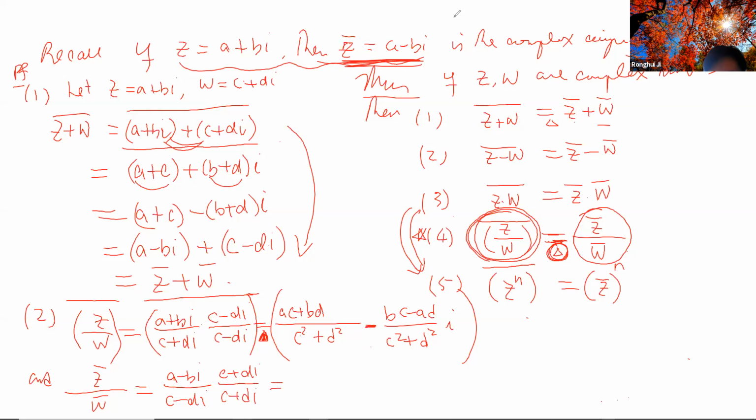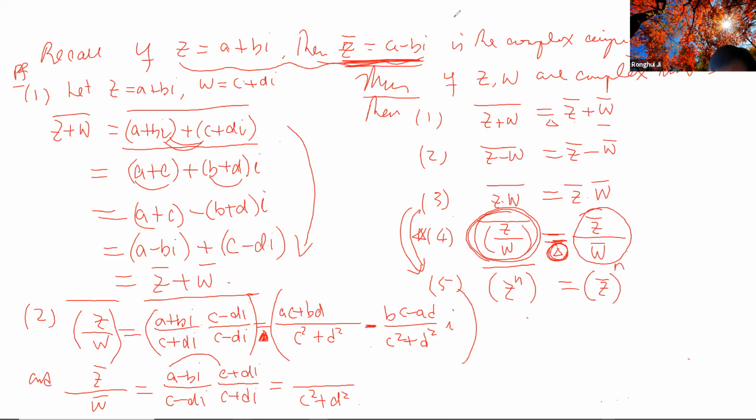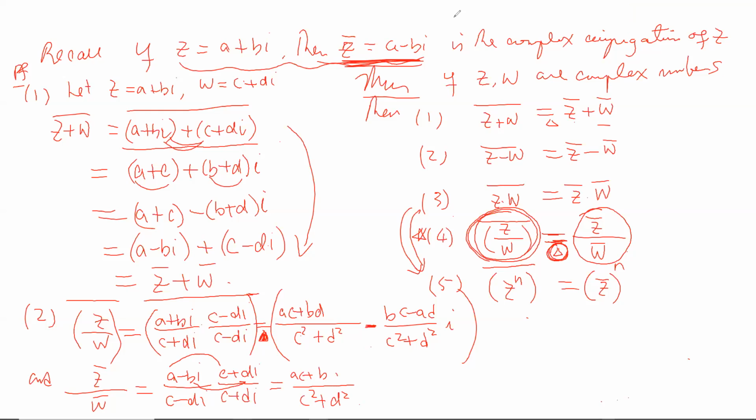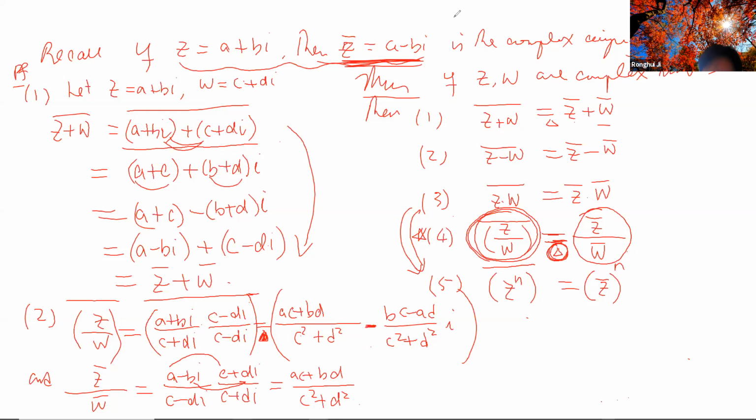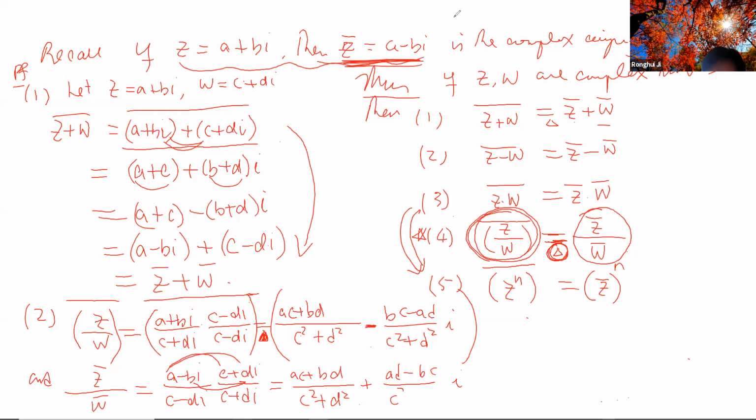And so the bottom is still c squared plus what? d squared, right? The top, you look at the real part, which is a times c, then negative bi times di gives you ac plus bd. How about the imaginary part then? Well, you do a times d, right? ad, then b times minus c, minus bc. Are they equal?